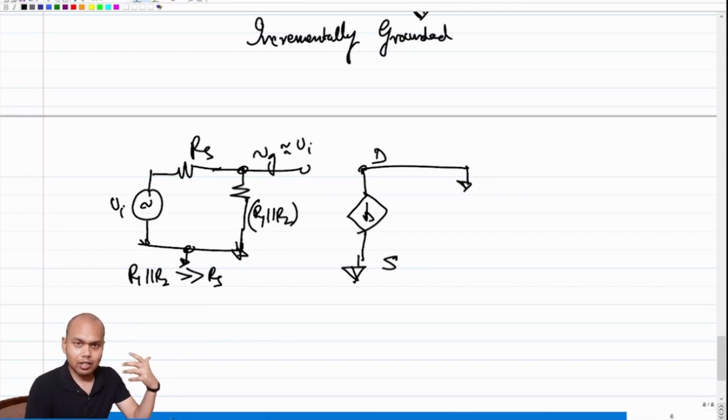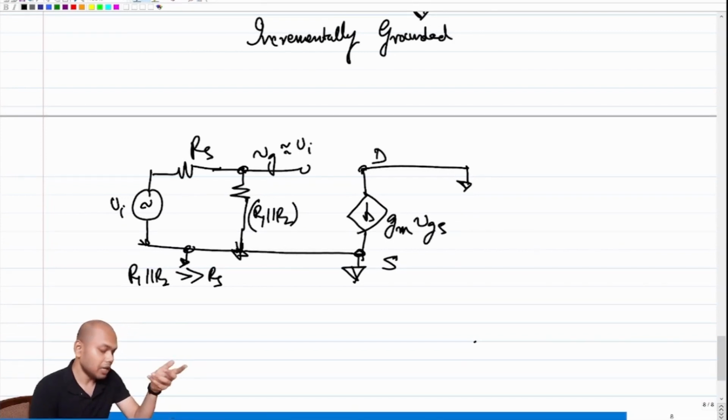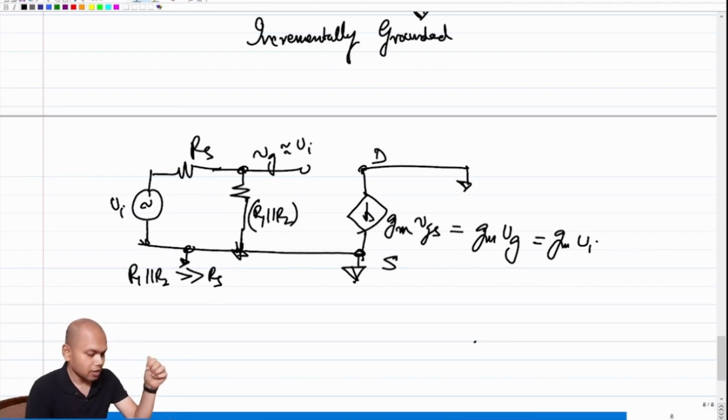Notice, in the common source amplifier with a grounded source, using that infinite capacitor we are able to short out the source, which means that if there is an increment at the gate voltage, the current here will be Gm times Vgs, but S is grounded, so the current is Gm times Vg. Vg is almost equal to Vi, which means this current becomes Gm times Vi, right? So let me write it fully. This is Gm times Vgs, which is Gm times Vg, which is Gm times Vi. Now we are able to generate the incremental current Gm times Vi.